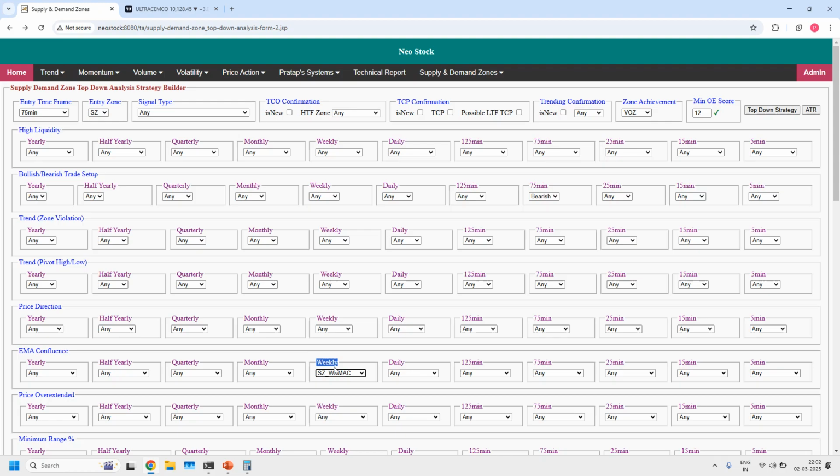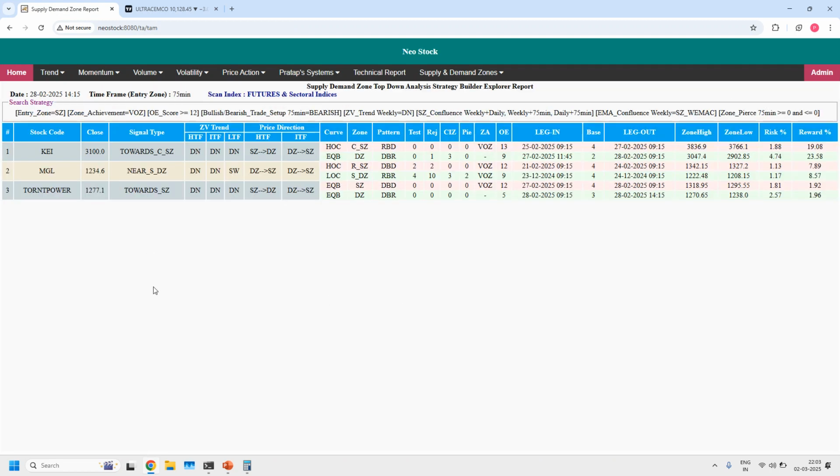And weekly should have weekly EMA confluence. At the same time, the weekly trend should not be sideways, because sideways EMA confluence does not work. So that's why in the trend, weekly time frame, I am selecting that the trend should be downtrend but not sideways. Why downtrend? Because it is a bearish trade setup. See, the setup we selected is bearish. That's why the trend should be downtrend. So with these filters, we got 3 stocks.